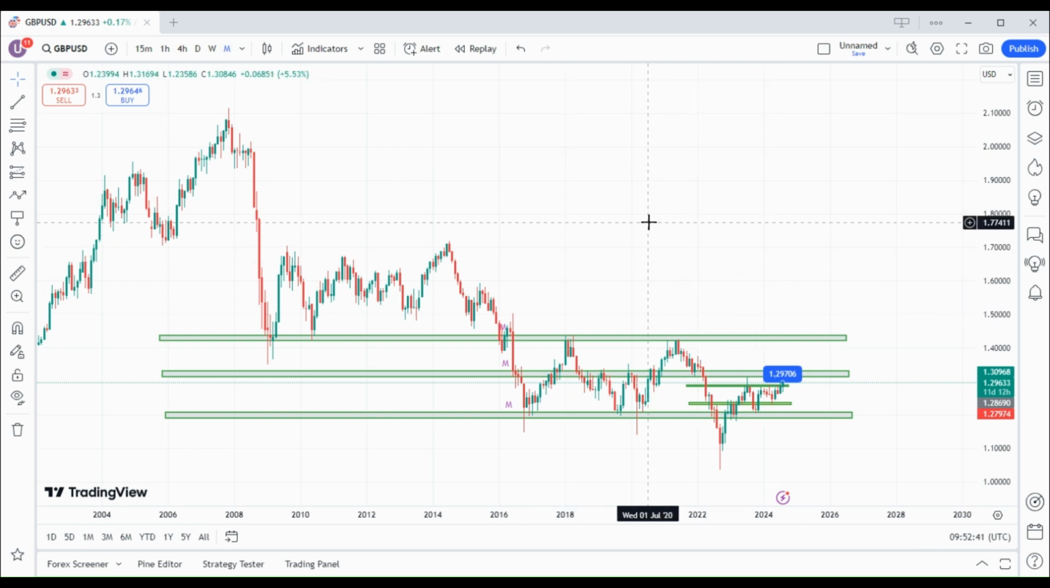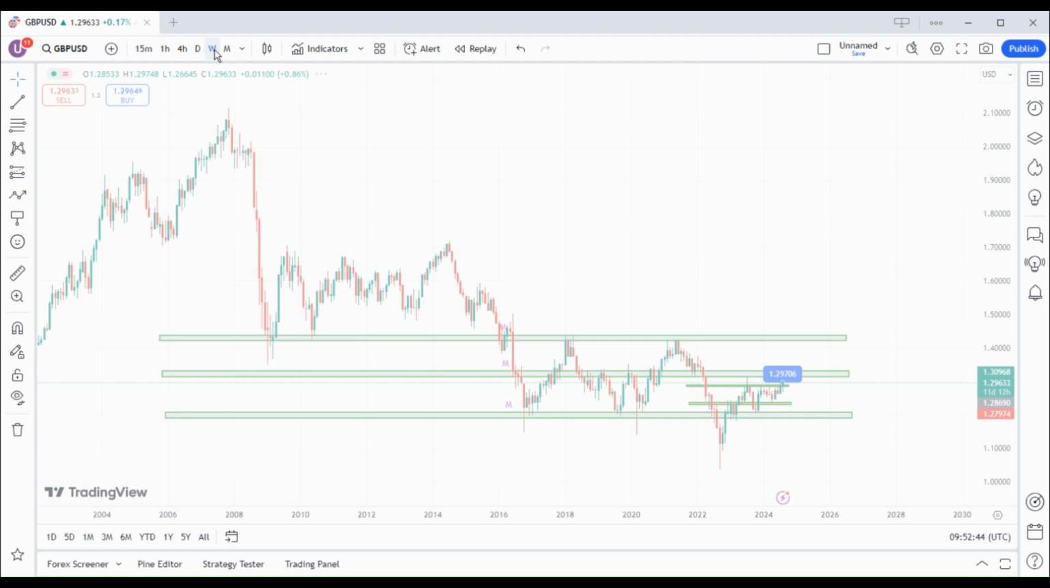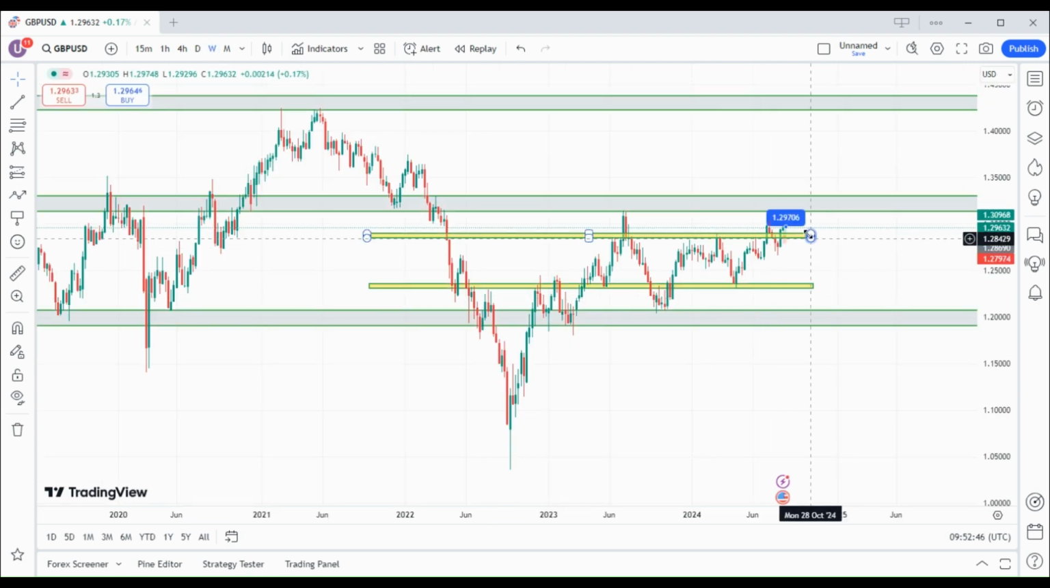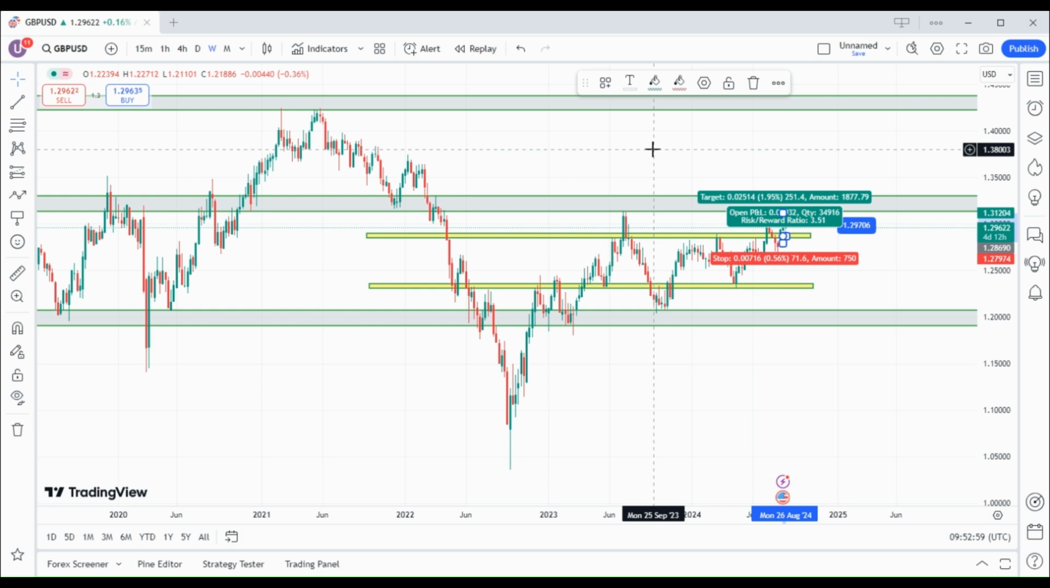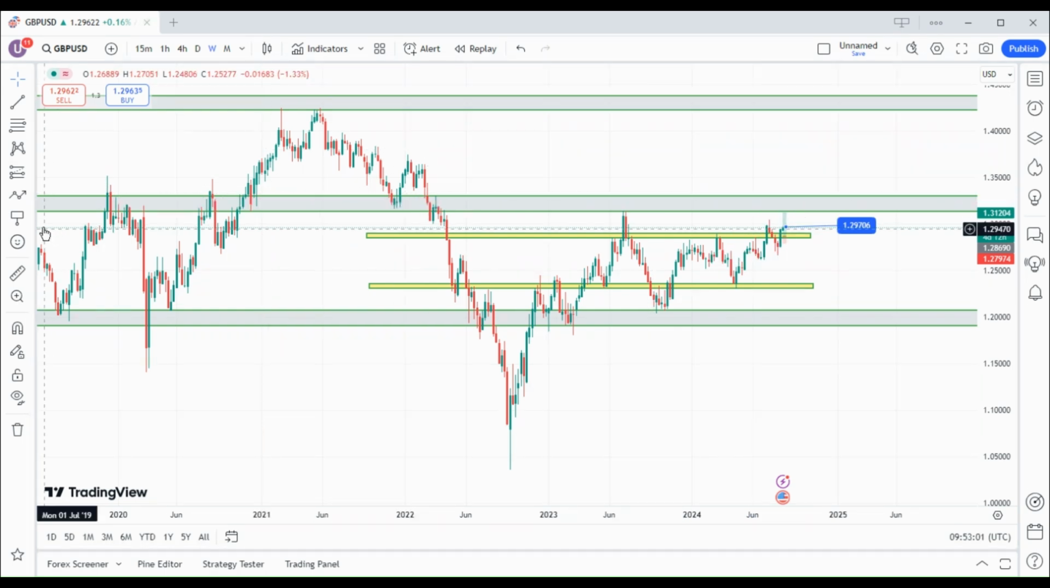Okay, let me use the weekly to show you. Our overall target, we are targeting this price to reach this zone at 1.3. That's our immediate target. We're expecting price to reach 1.31. That is our overall target. So this is my analysis for now.